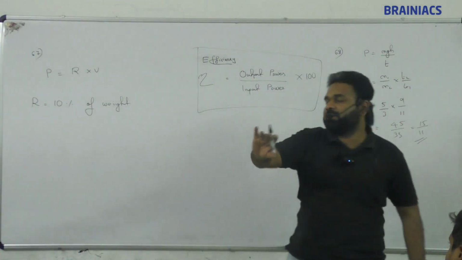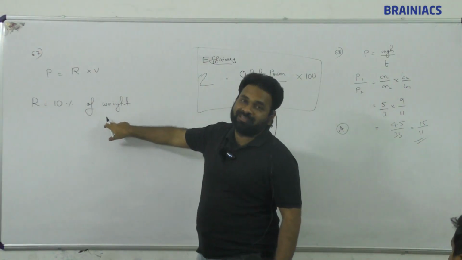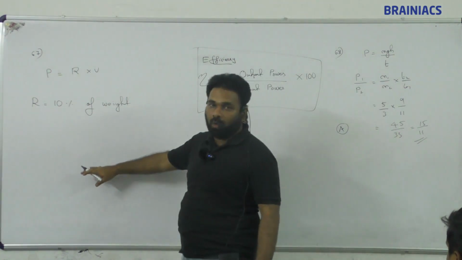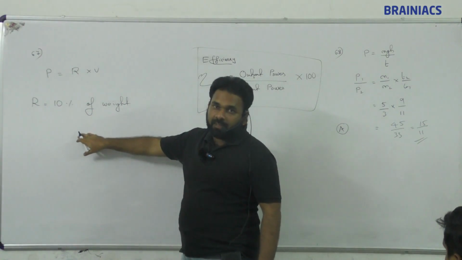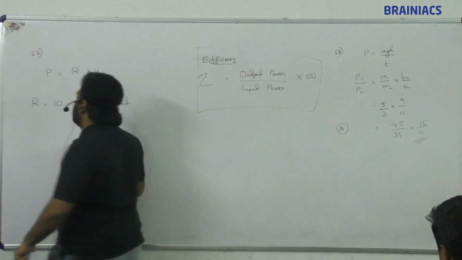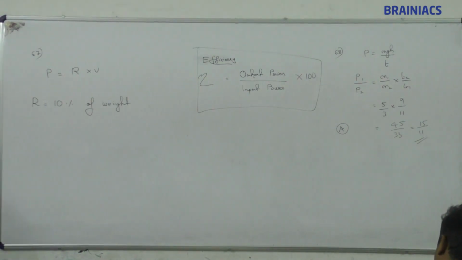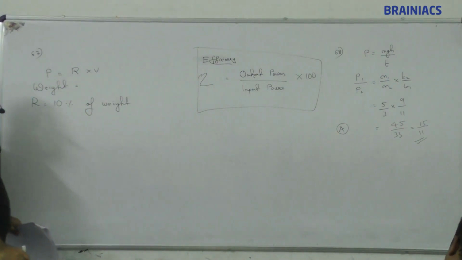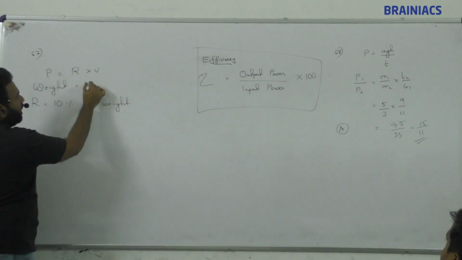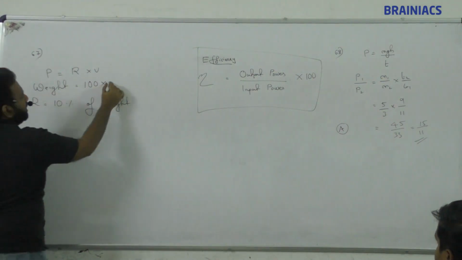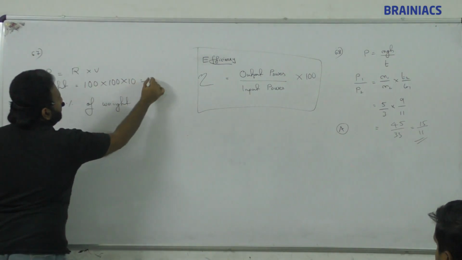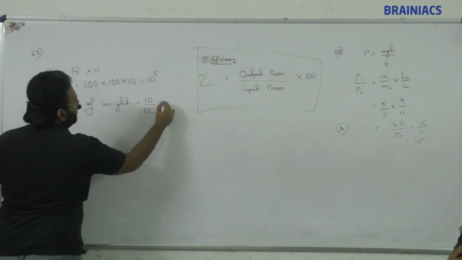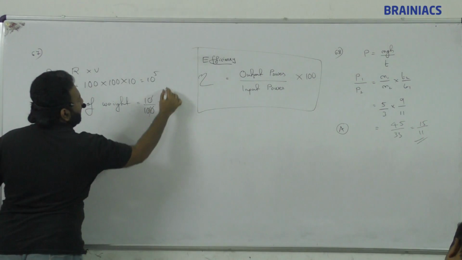So children who are watching online, I am revisiting question number 67. The solution which we were doing in question number 67 was wrong. Okay, so we are revisiting that. Please make a note of this question number 67 in the handout. See children, R is equal to 10% of the weight. So how much is the weight? How much was the weight we calculated? 100 quintals, mg is equal to 10 raised to 5. Now 10% of this is going to be 10 by 100 into 10 raised to 5, cancel, we will be getting 10 raised to 4.